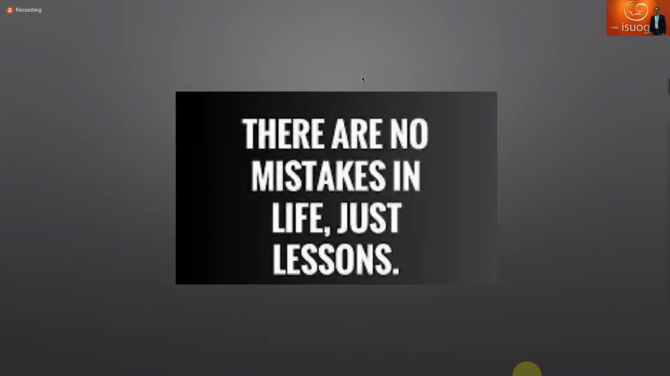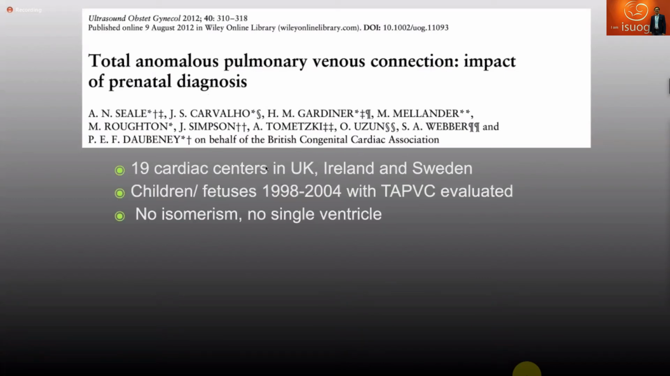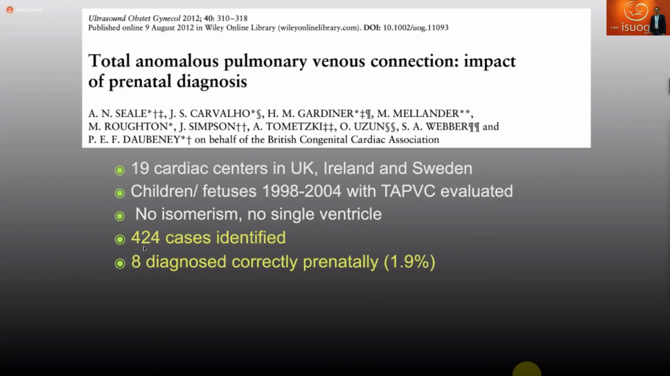You are in good society if you have missed such a case, because if you look at this study published some 9 years ago from different countries, 19 centers in UK, Ireland, and Sweden, they put together data of 424 children with abnormal lung vein drainage. Guess how many were diagnosed prenatally? Out of the 424 cases, 8 were diagnosed prenatally. So almost all are missed. This is why if you want to improve, we should teach people how to look at these structures.